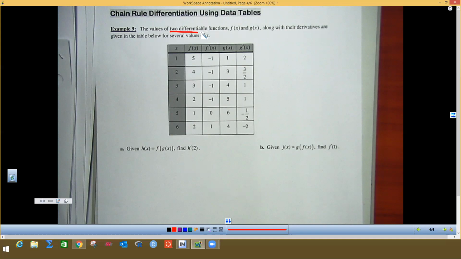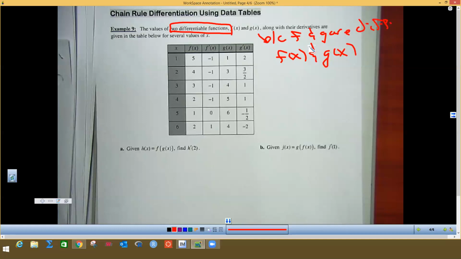Now, when you see something as differentiable, if anything tells you differentiable, I want you to start writing something down. I want you to write that f of x and g of x, and we're going to say because f and g are differentiable, f and g are continuous. Because if they are differentiable, they have to be continuous. So you need to start writing this down because we're going to use that later when we use some theorems to prove things.